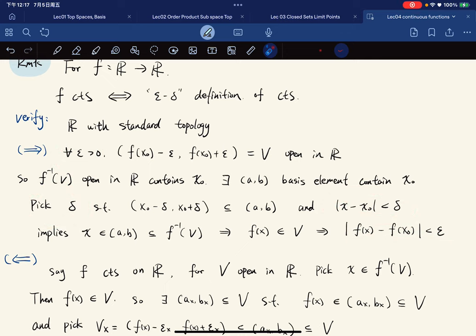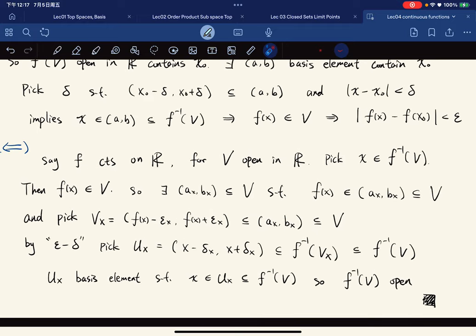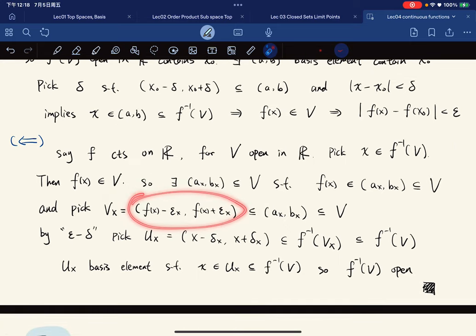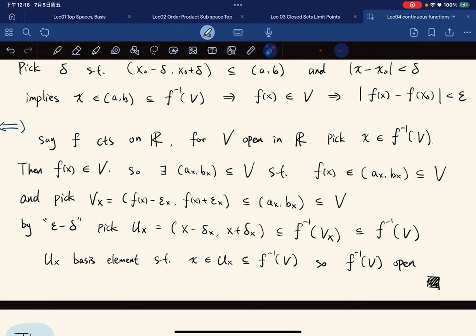It's the epsilon-delta definition. Now for the reverse direction, suppose that f satisfies the epsilon-delta condition on R, and for V open in R, we want to show that the inverse image is open. So we pick a point x in it. Then we know that f(x) is in V. V is open, so there exists a basis element containing f(x). So we pick V_x, expanding this a bit, such that it is still containing (a_x, b_x) and contained in V. So V_x is in V.